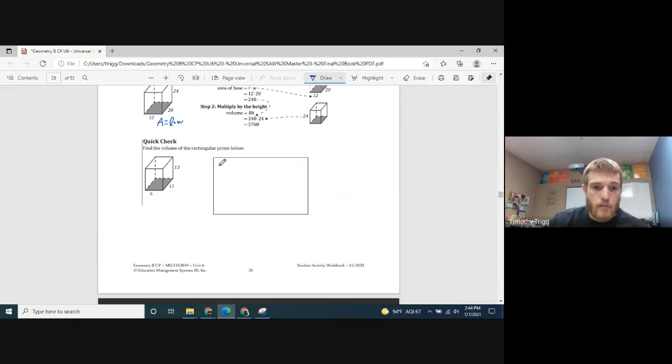Let's go ahead and do this one together. For volume, we need to find the area of the base, and then we multiply by the height. The base area is length times width, so that's 6 times 11. The area of the base in this case is 66. So for our volume, it's the area of the base, 66, times the height, which is 13. That will give this shape a volume of 858.